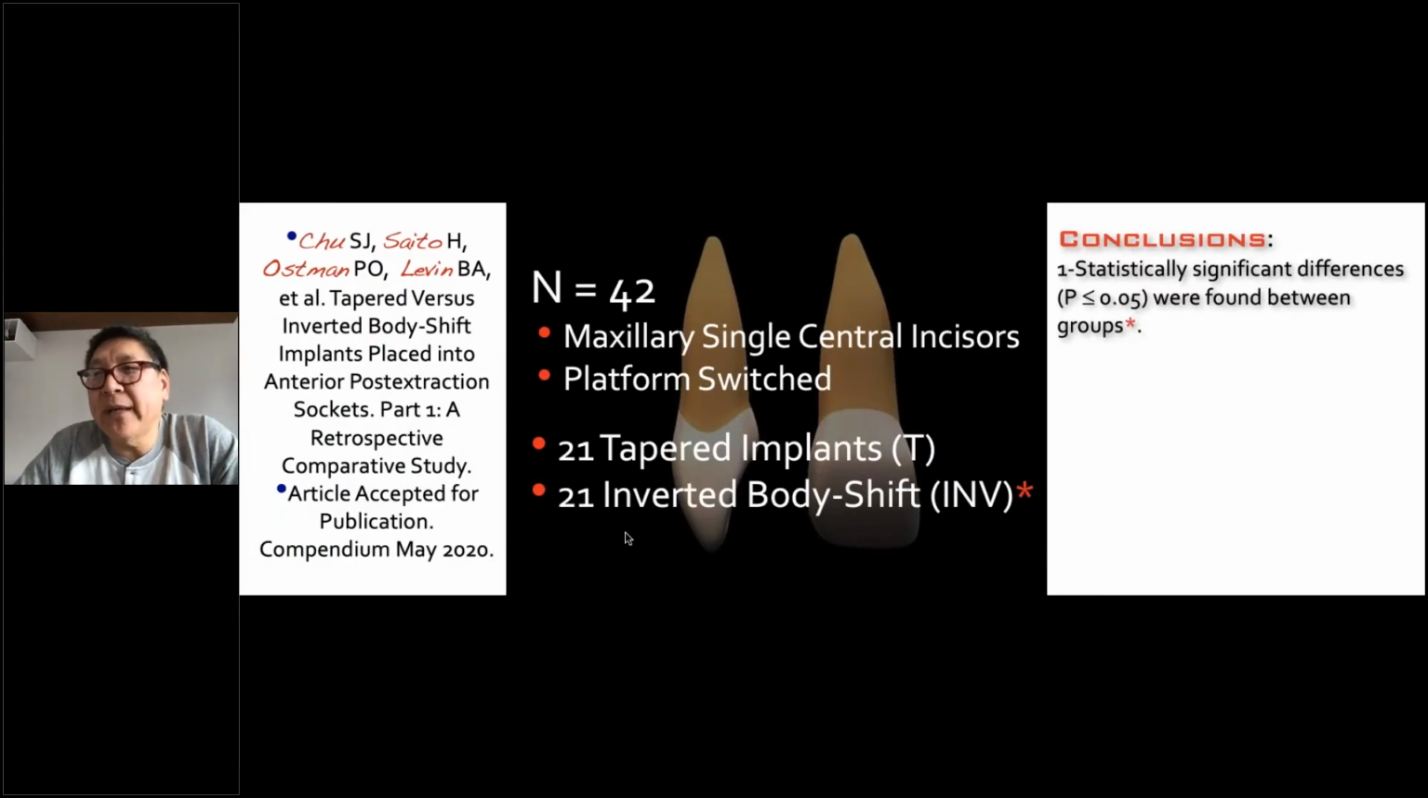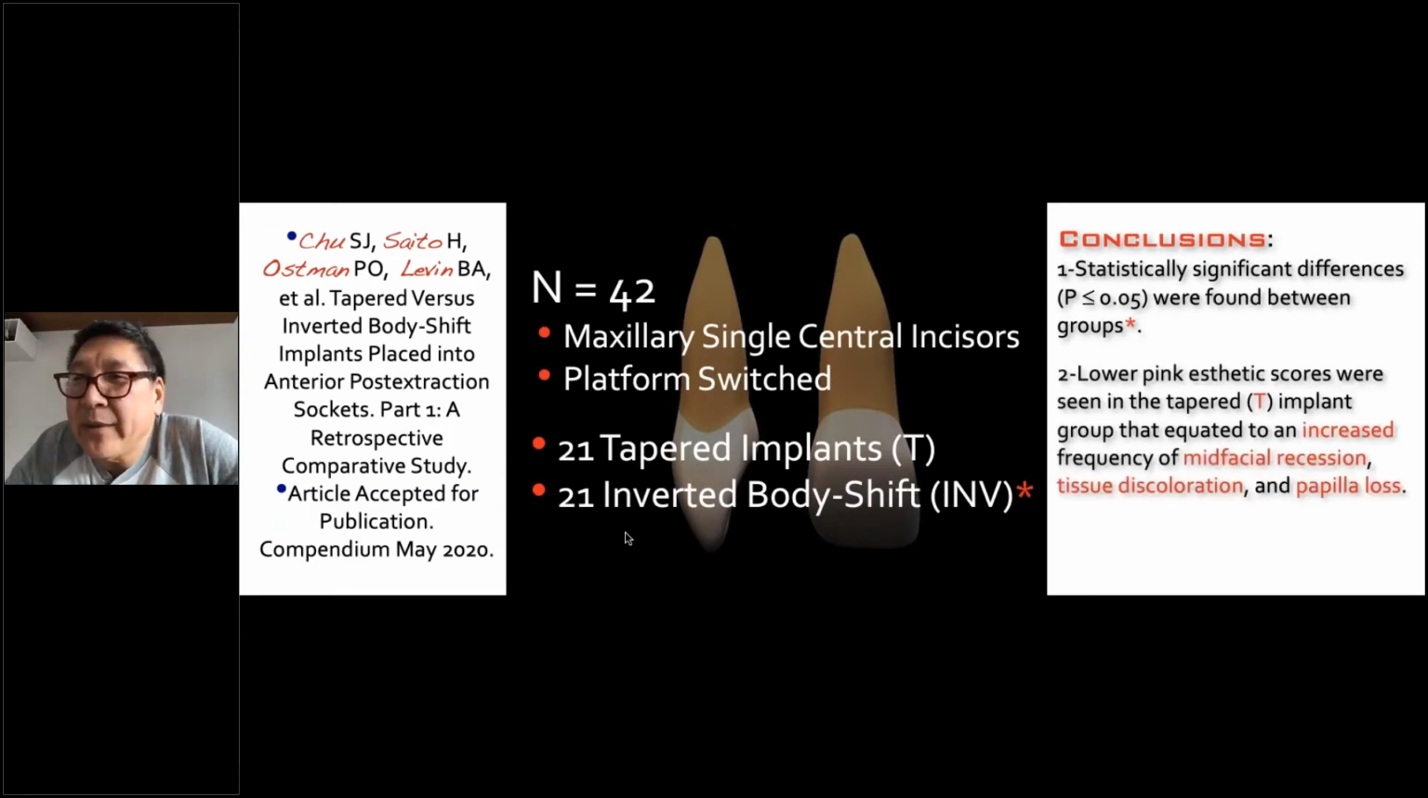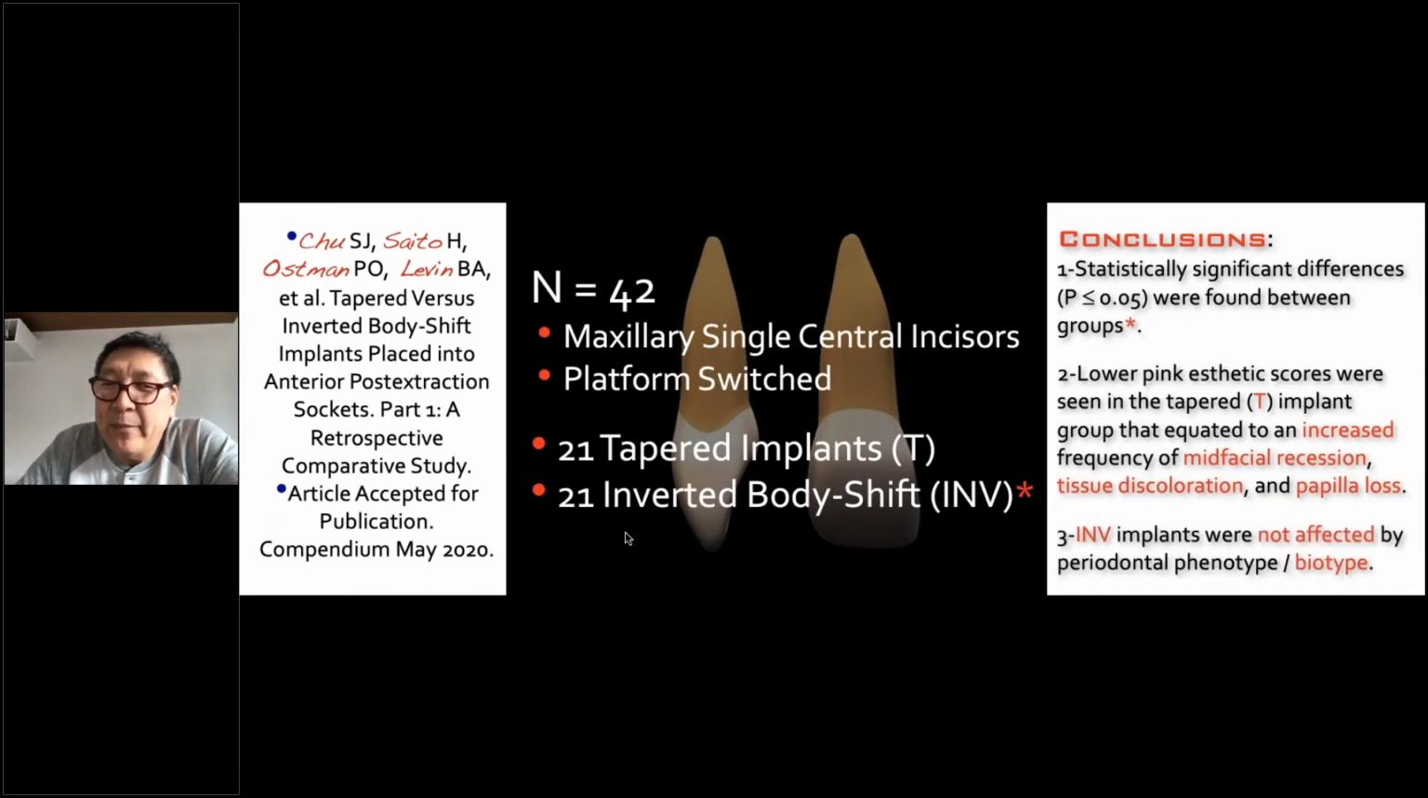So as a conclusion is the following. We did statistics to actually look at the differences associated with it. So all the groups had statistically significant difference. We also found that with tapered implants, there was a higher frequency of recession, tissue discoloration, and collapse, which I think is one of the key elements. And again, not going into the biotypes, but the inverted body shift implant really was not really affected by biotype, because obviously you're gaining more bone and tissue around those implants.